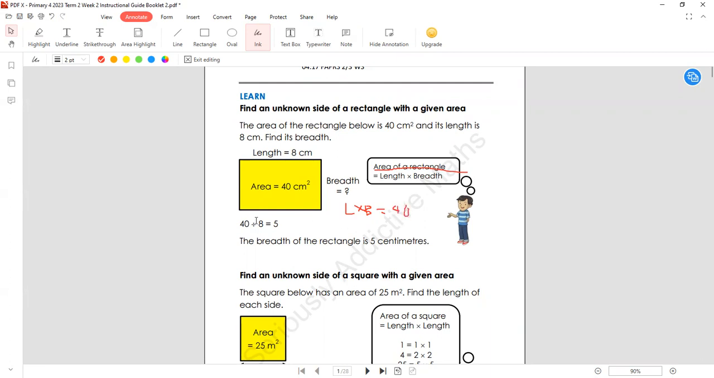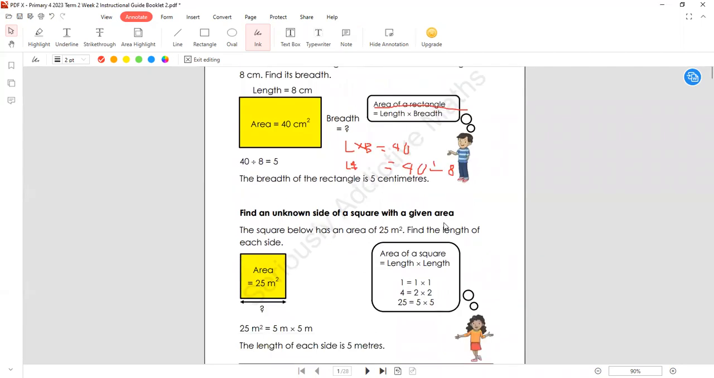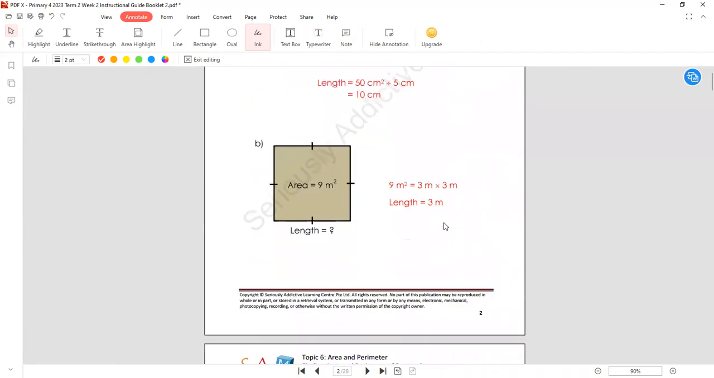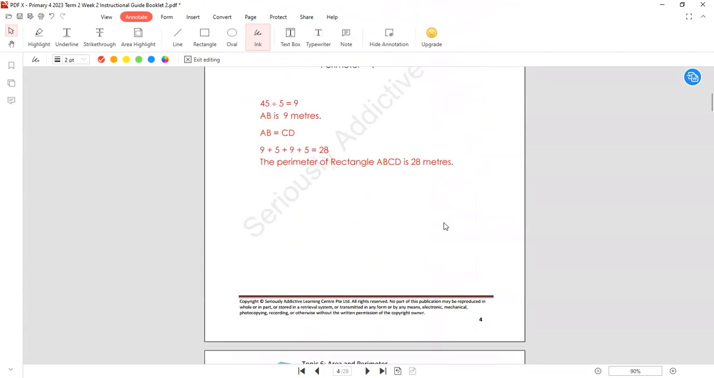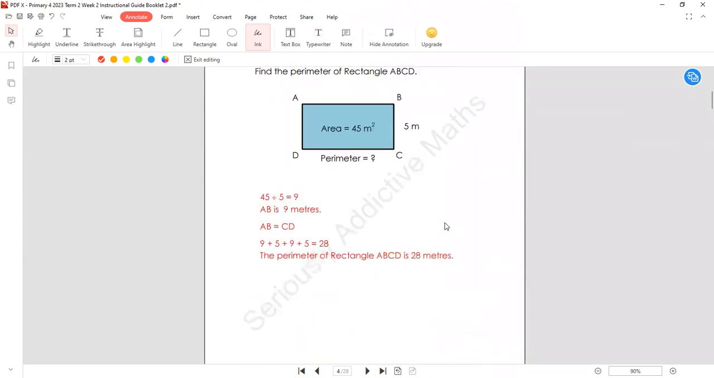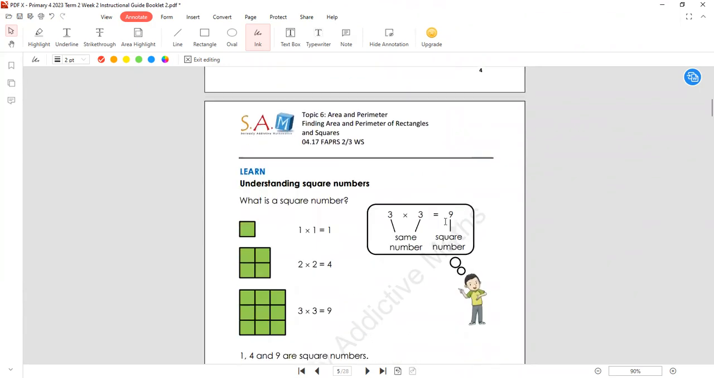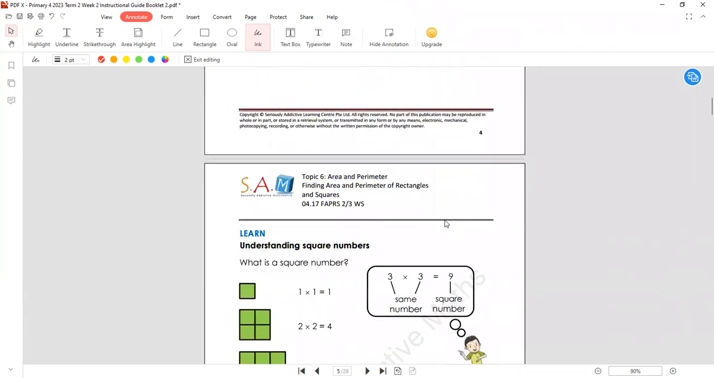Okay, and then one of it is given, right? Length is given, so length will be equal to 40 divided by 8. Right, should be quite easy. Okay, same thing applies for a rectangle. So get them to do the guided practice here. All right, and then I think they should have no problem doing that. Okay, so guided practice, complete everything.